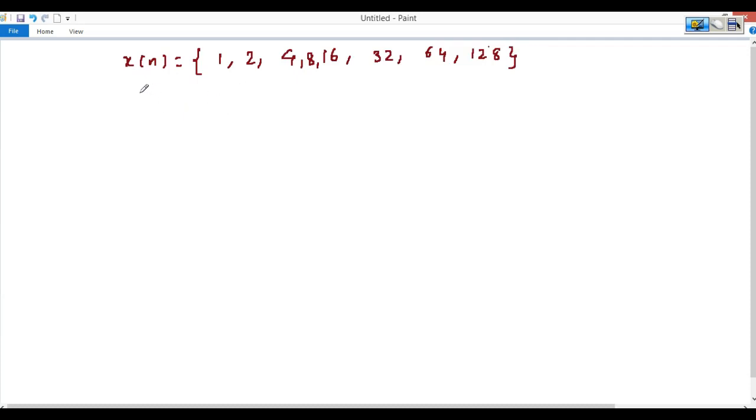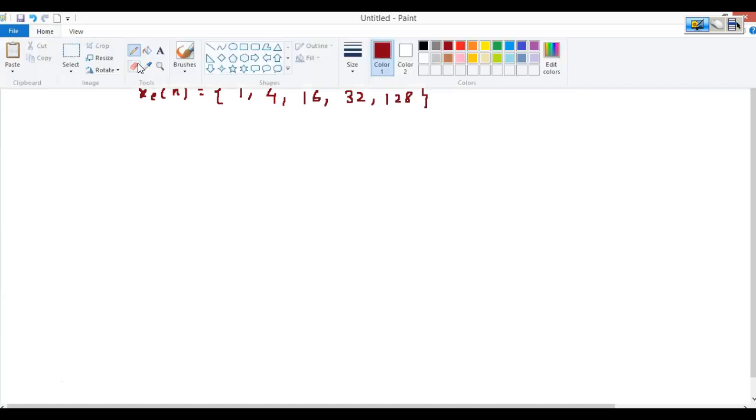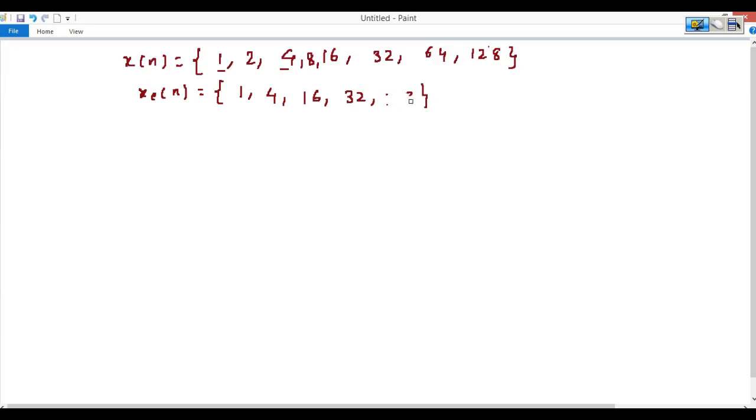So you will find here which is the even: 1, 4, 16, 64, and so on. And 128 is odd in the 32.